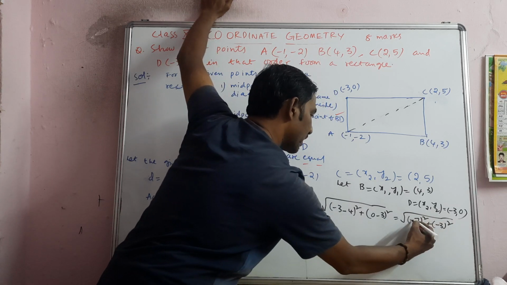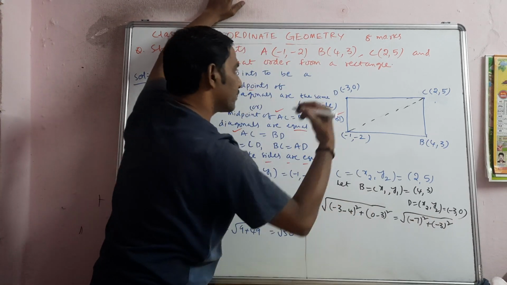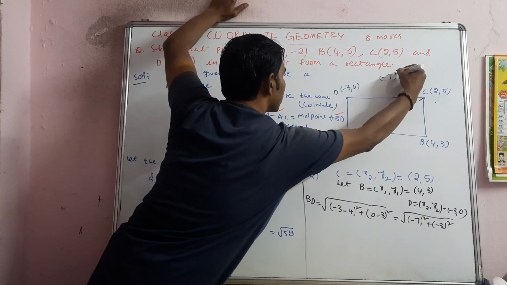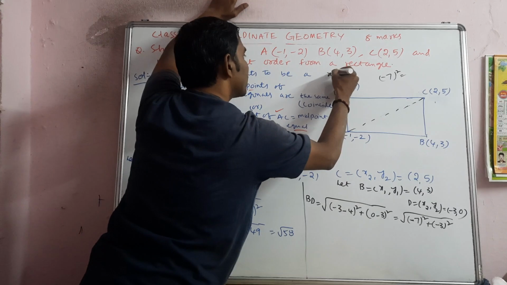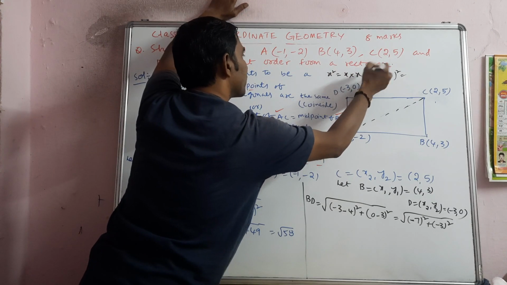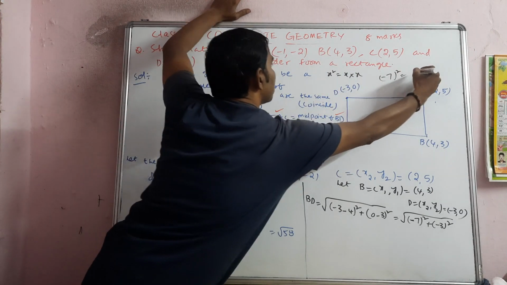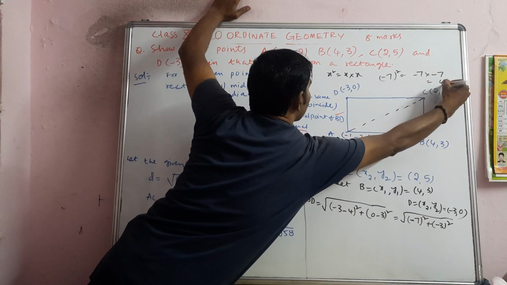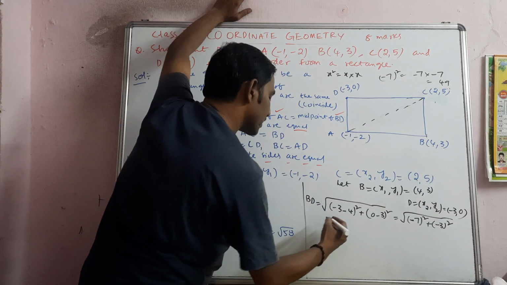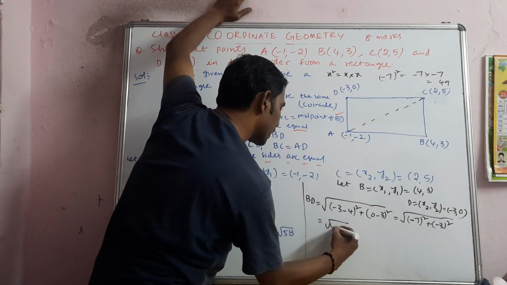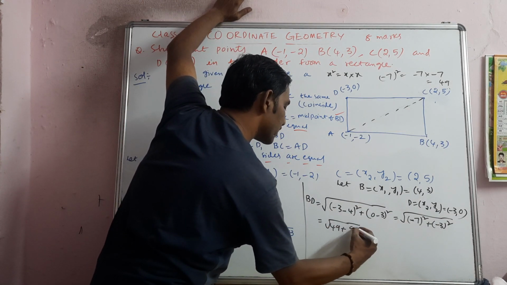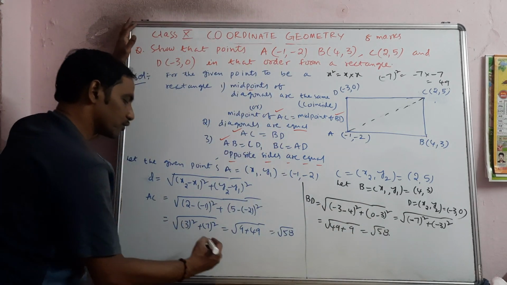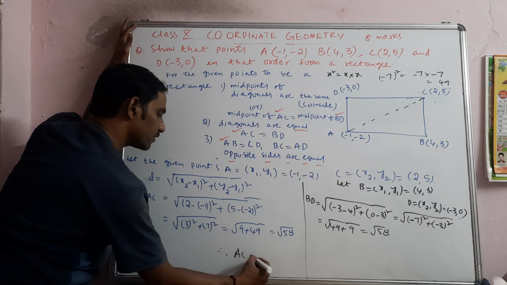So whenever you write -7 whole square, for example, minus 7 whole square means x square is x into x, whether it is plus or minus. So you will get minus 7 into minus 7, and minus into minus is plus. So 7 into 7 is 49. Here also you will get 49, and minus 3 whole square is 9, and again you will get root 58. By this we can say that the diagonals are equal. Therefore, the conclusion you can write: AC is equal to BD.